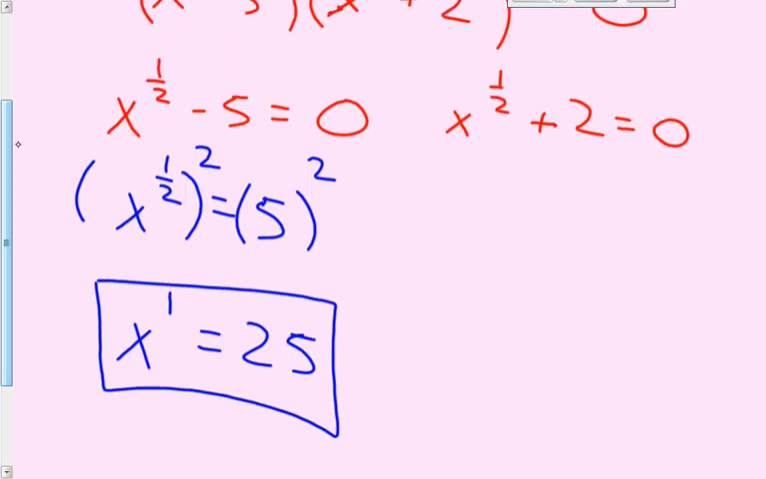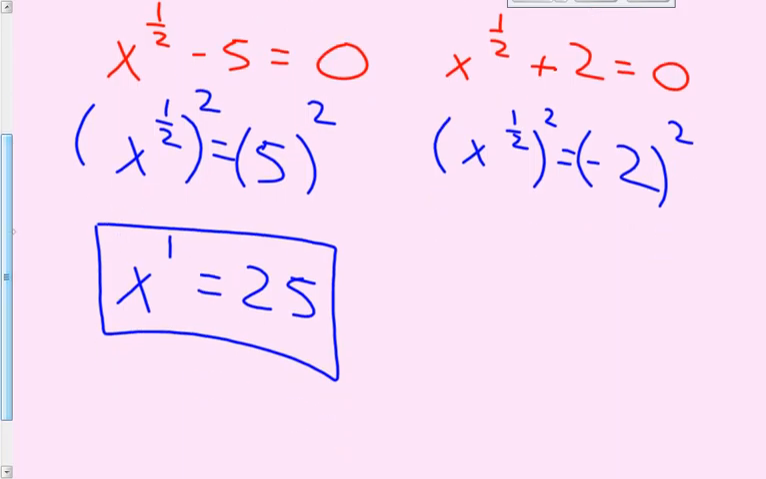Our other one, x raised to the 1/2 equals a -2. Now we have to square both sides to get rid of that 1/2. A -2 times a -2 is a +4. So x equals a +4. Now here's where you have to be very careful, guys. We could also get extraneous solutions as we solve for this.